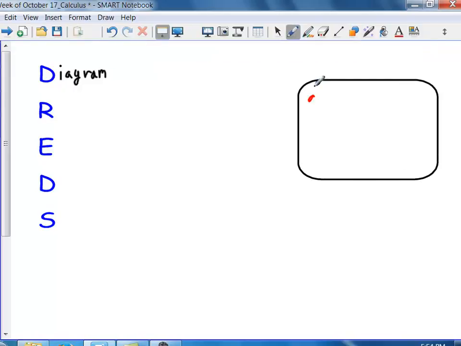So maybe one rate is dy/dt, and they give you that, okay? Put that in there. Maybe you're looking for dx/dt, okay? I'm just giving you an example. That's what we're looking for. We know this is -2. Let's say they gave us x equal to 7 at that certain time, okay? So you're going to make a box. This is a box with all of your rates.